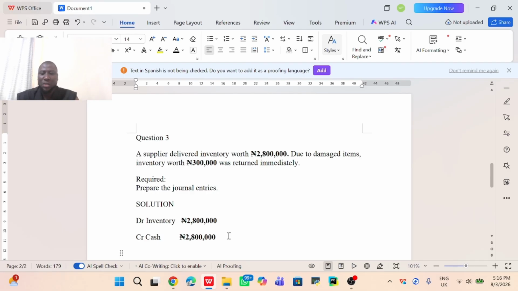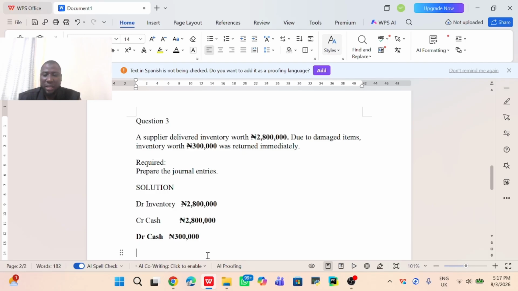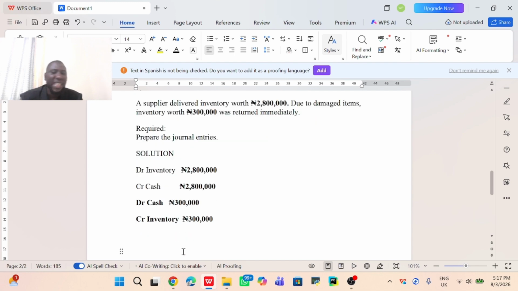So please, this is what I'm trying to say. Debit again. We are going to debit our cash. Cash with how much? With 300,000 naira. And credit our what? Our inventory. Our inventory with how much? With 300,000 naira. That's what I'm trying to say.